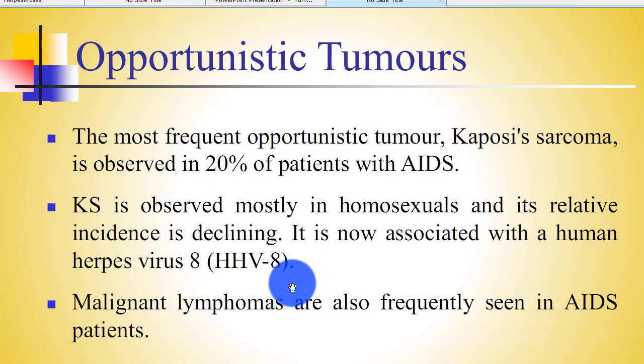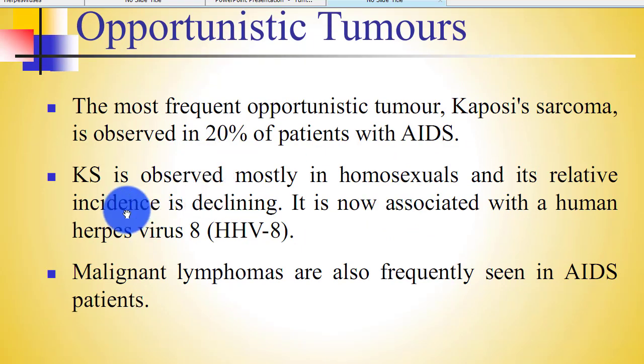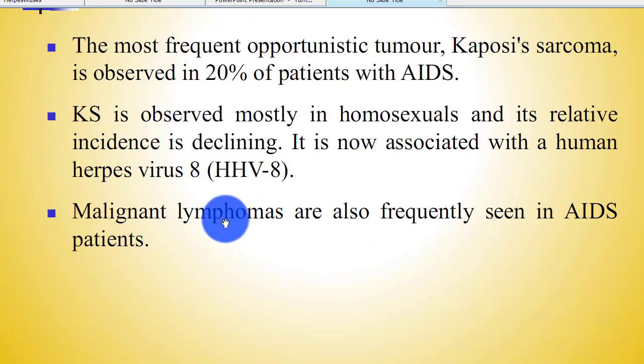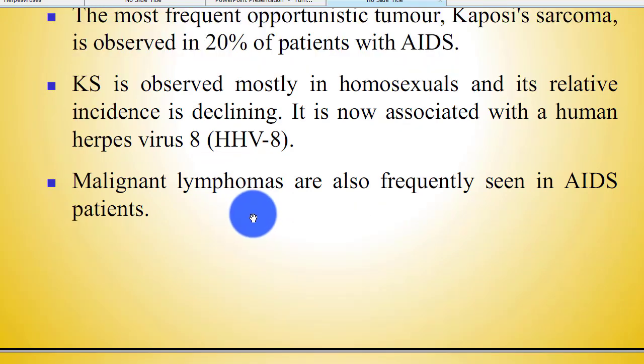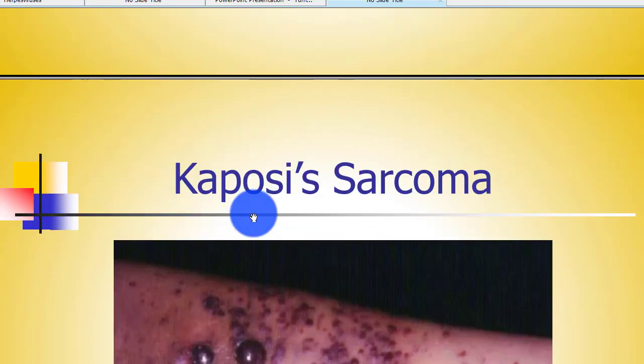Opportunistic tumors. The most frequent opportunistic tumor, Kaposi sarcoma, is observed in 20% of patients with AIDS. It is observed mostly in homosexuals, and its incidence is declining. It is now associated with human herpesvirus 8, HHV8. Malignant lymphomas are also frequently seen in AIDS patients.